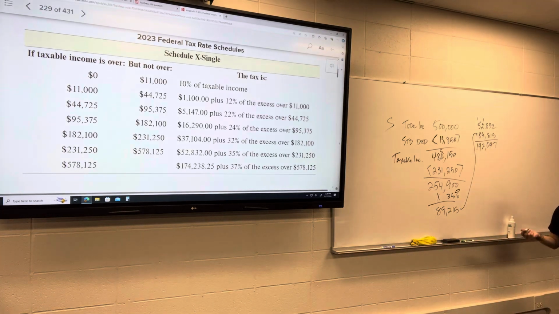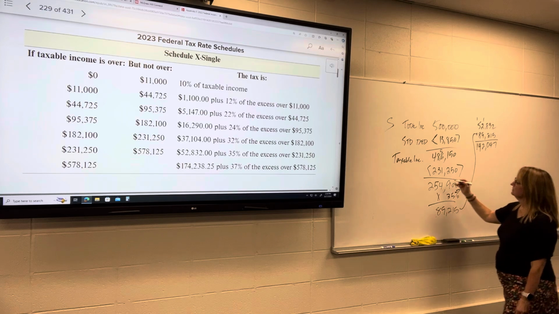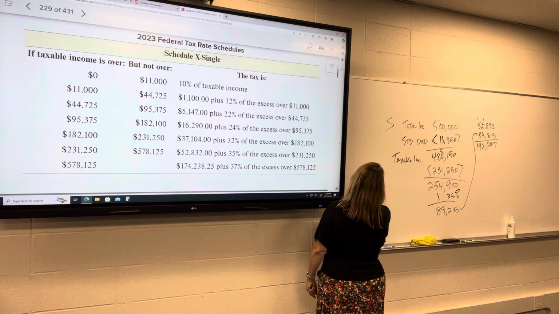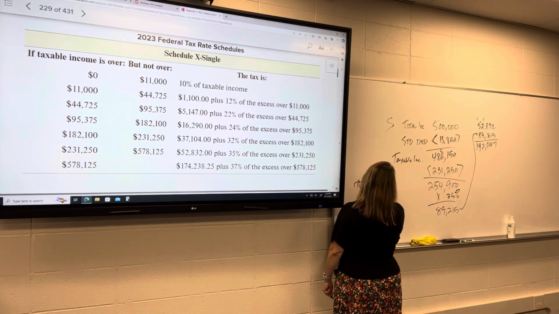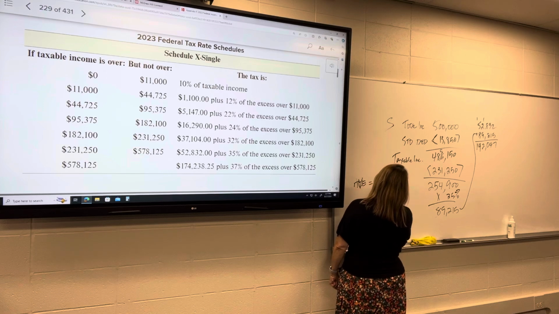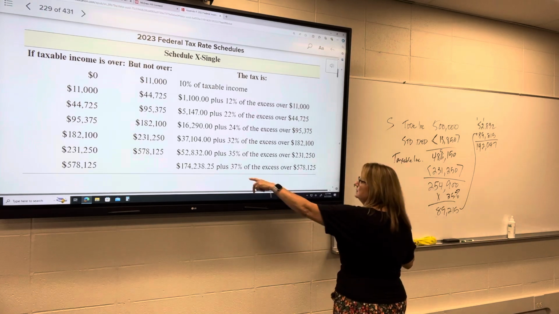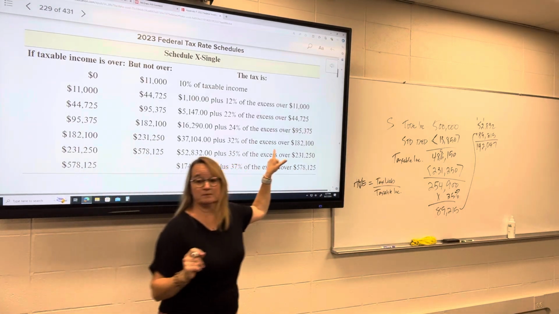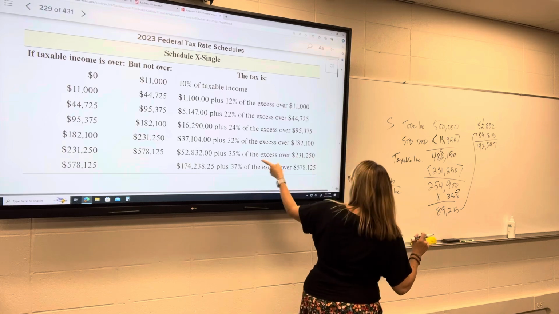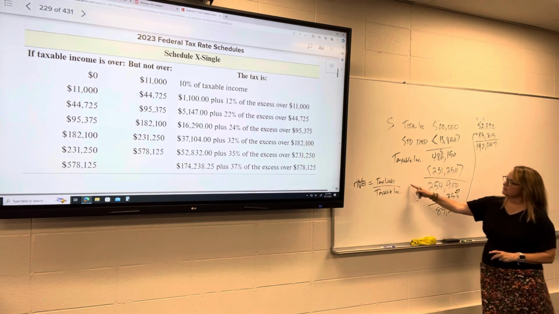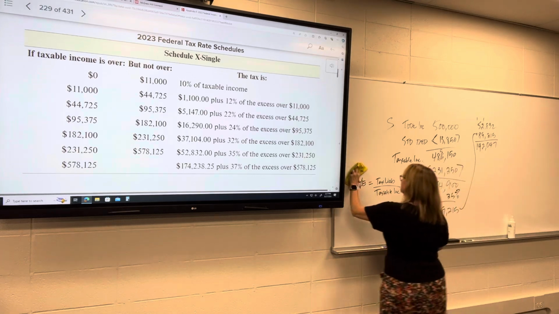What's their average tax rate? Remember how to do that? Remember our average? We're going to take our tax liability divided by our taxable income. So we know they're in the 35% marginal tax bracket with their income because their last taxable dollar fell within that.